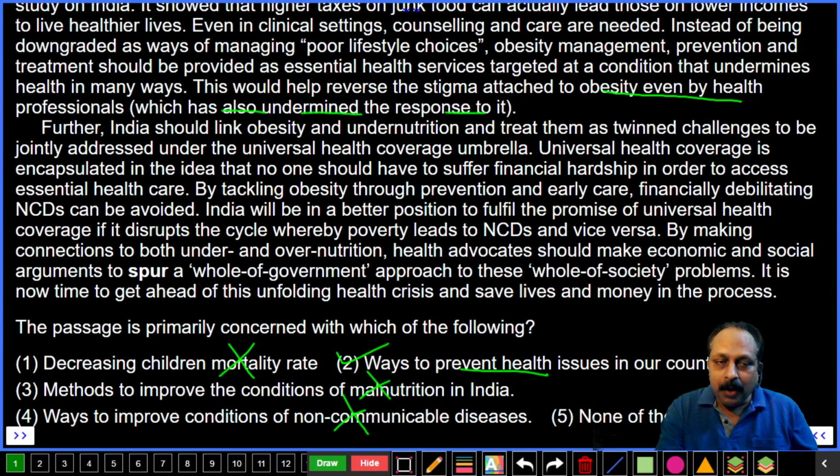The passage is primarily concerned with which of the following? Ways to prevent health issues in our country. Different health issues. How to prevent health issues in our country. Answer is the second option.